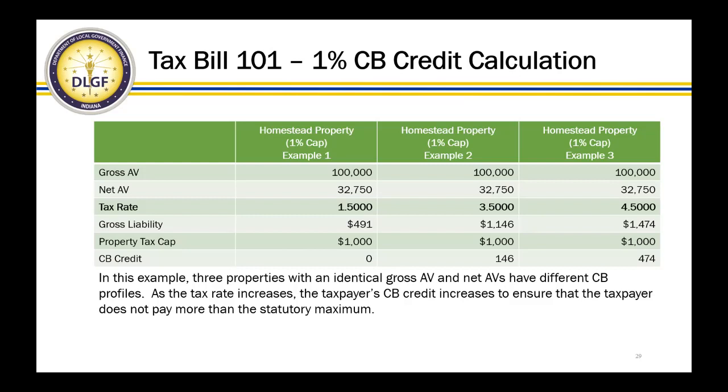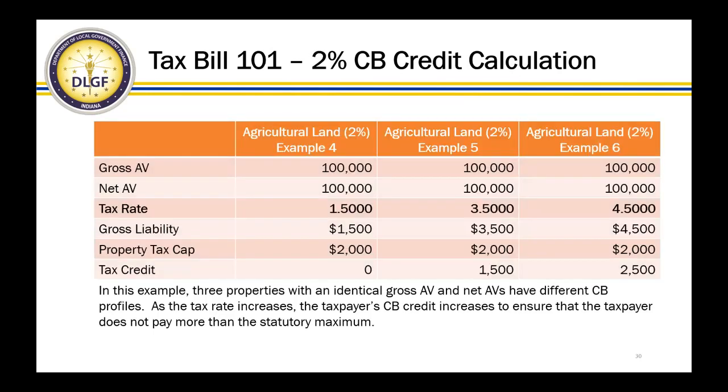Now, in example 2, we can see that with a higher tax rate comes a higher gross liability. In this second example, the gross liability is up to $1,146. But with a property tax cap of $1,000, the individual will qualify for a $146 credit. In the third example, an even higher tax rate now pushed the gross liability to $1,474, but the property tax cap is still $1,000. In this third example, the individual will benefit from a $474 circuit breaker credit. We'll go through examples 2 and 3 here a little bit more quickly.